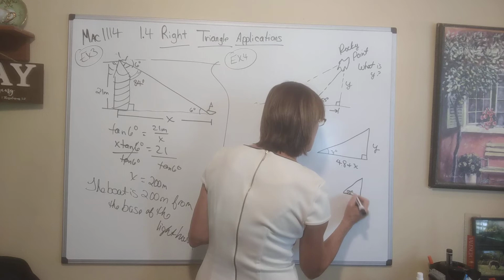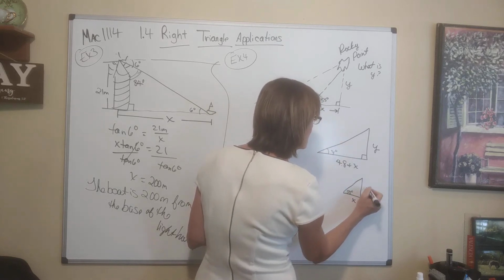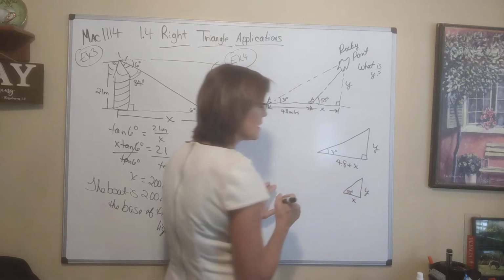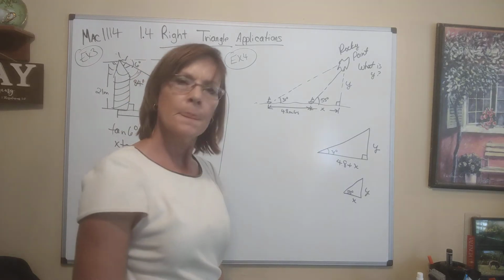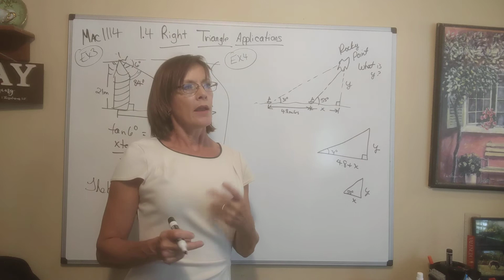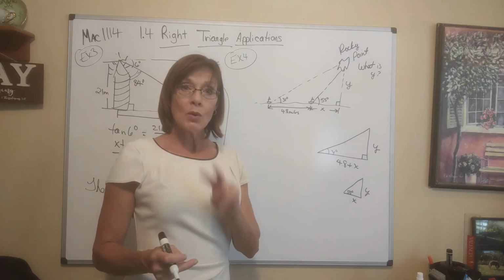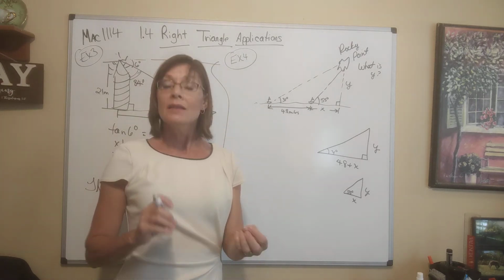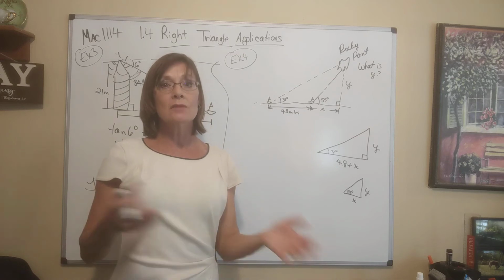55 degrees. This is x. This is y. And so we have this one to work with. Since we have two variables we don't know, x and y, we need to come up with two separate equations. If we have two equations and two unknowns, we can solve this.